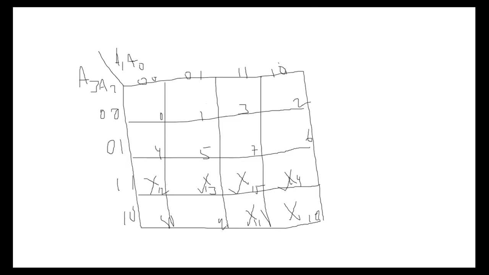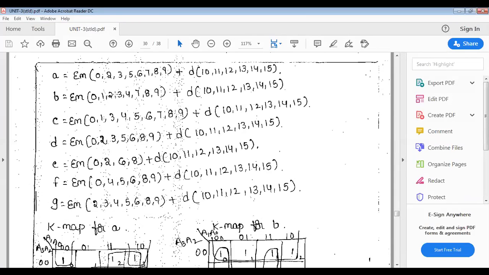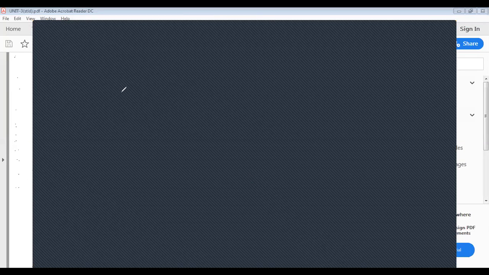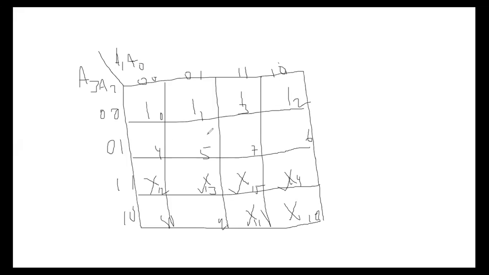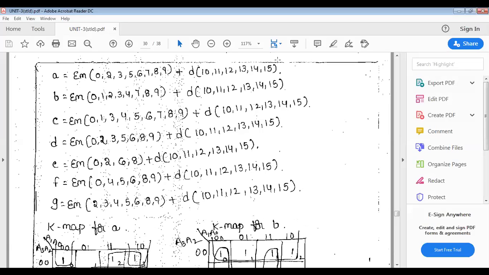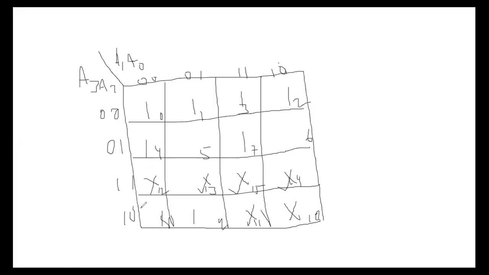What are the minterms here? The minterms are 0, 1, 2, 3, 4, 7, 8, 9. Okay. Is it right? So if you go for this 8-box combination, 8 and 9 are covered.